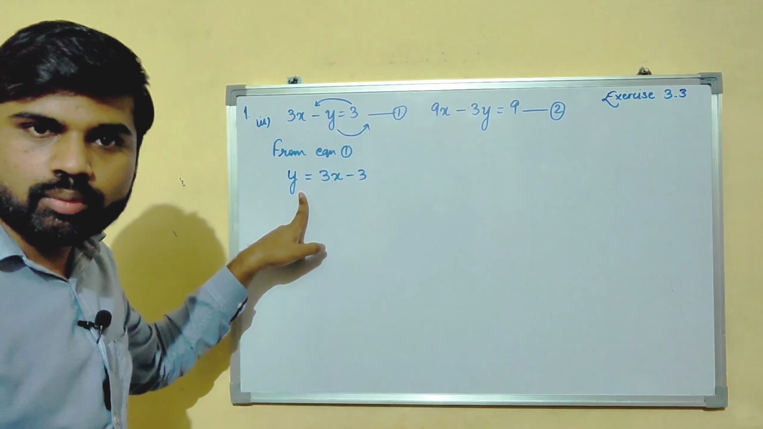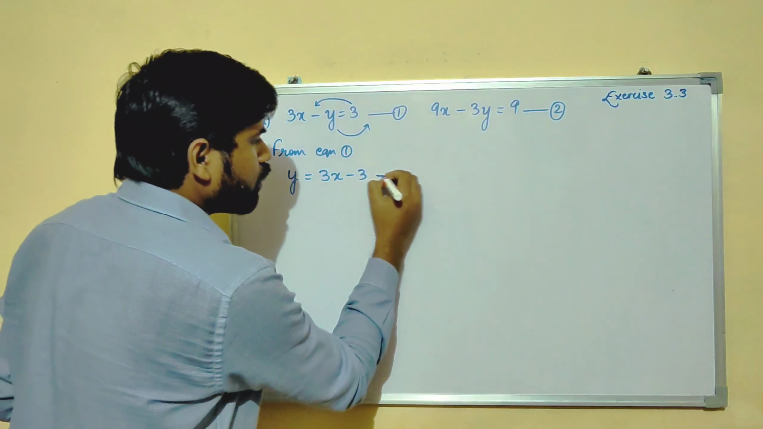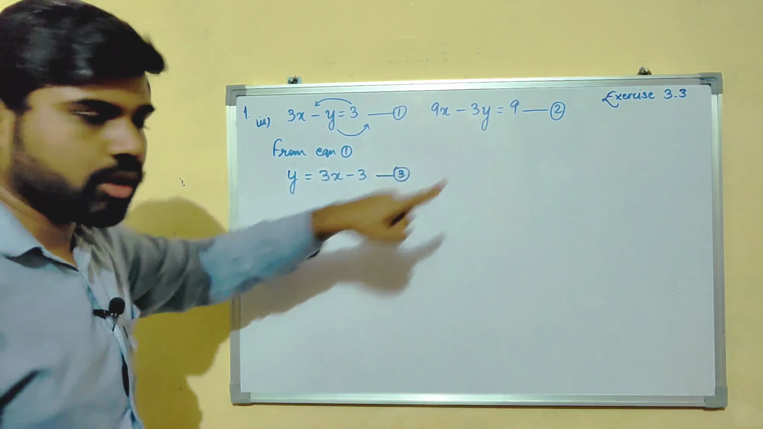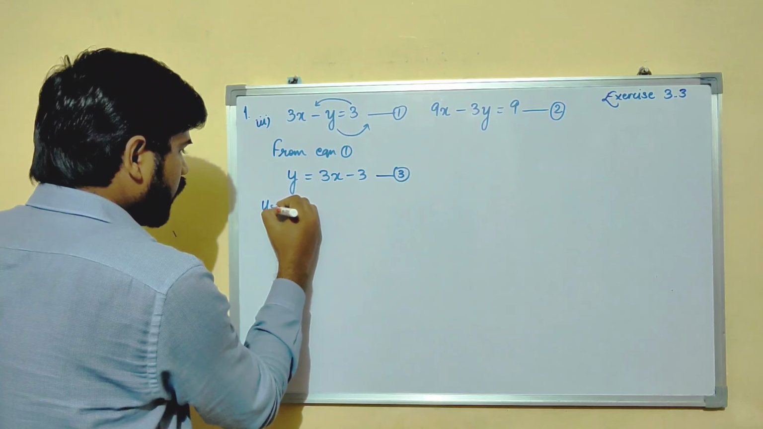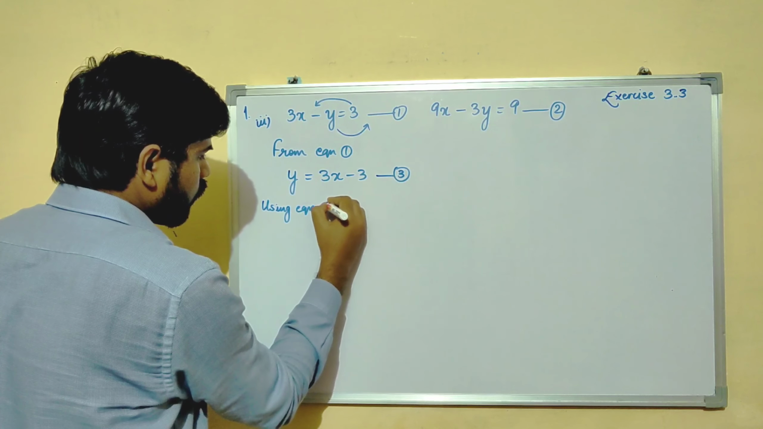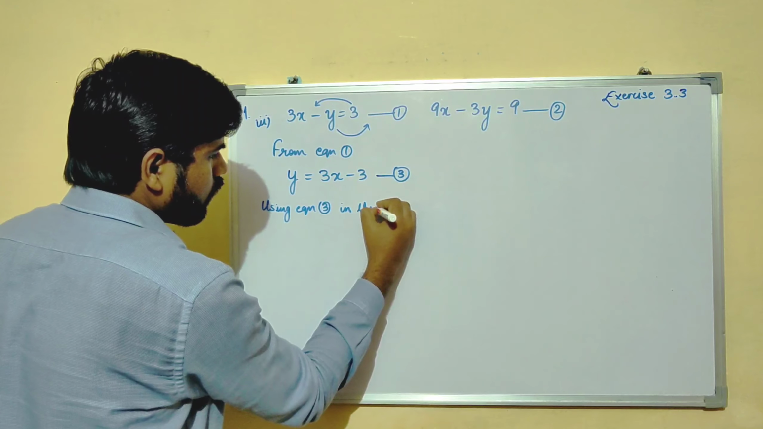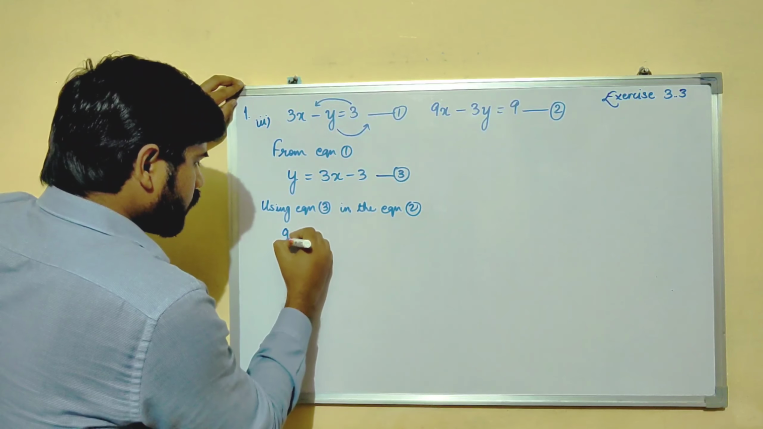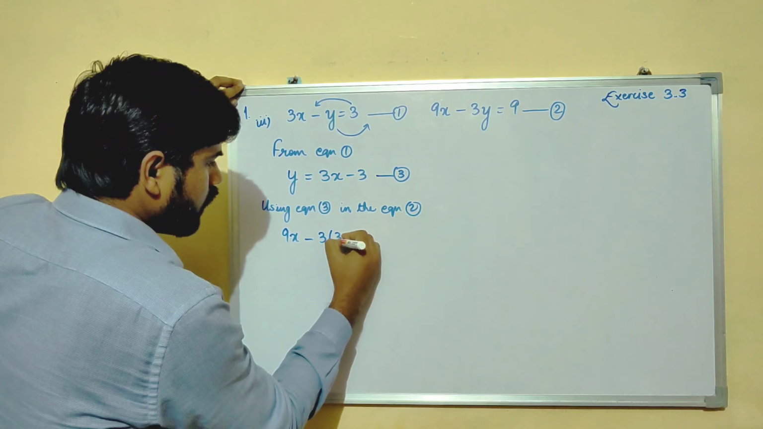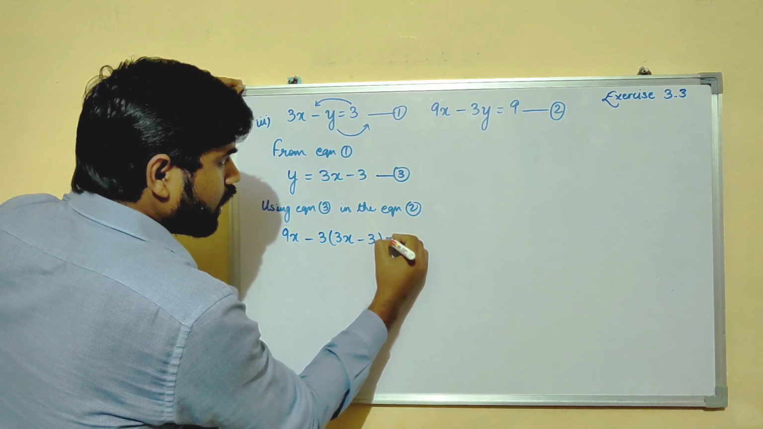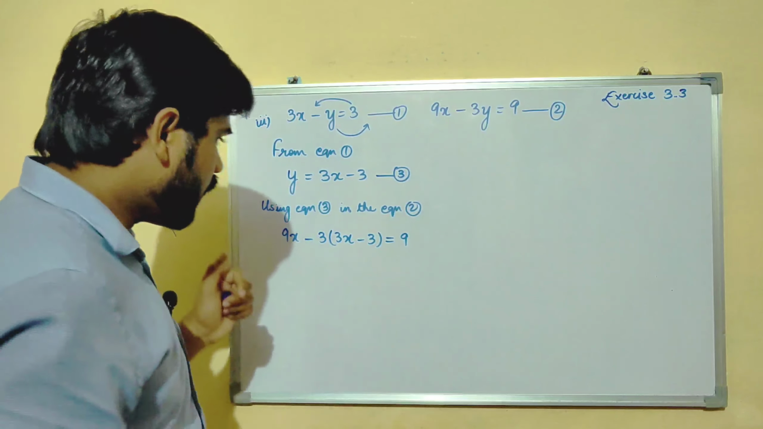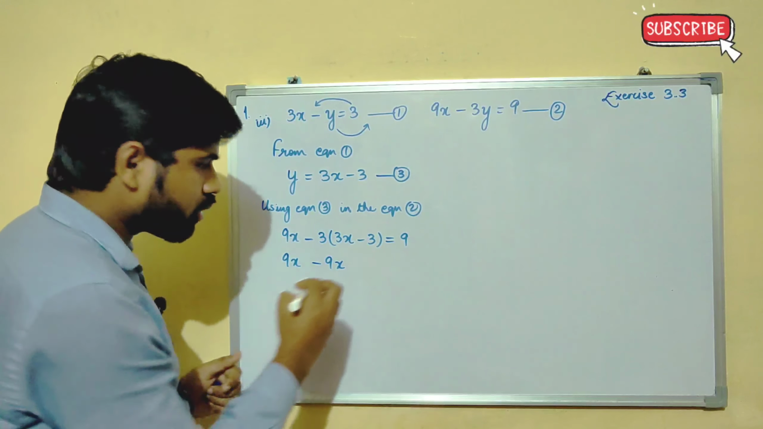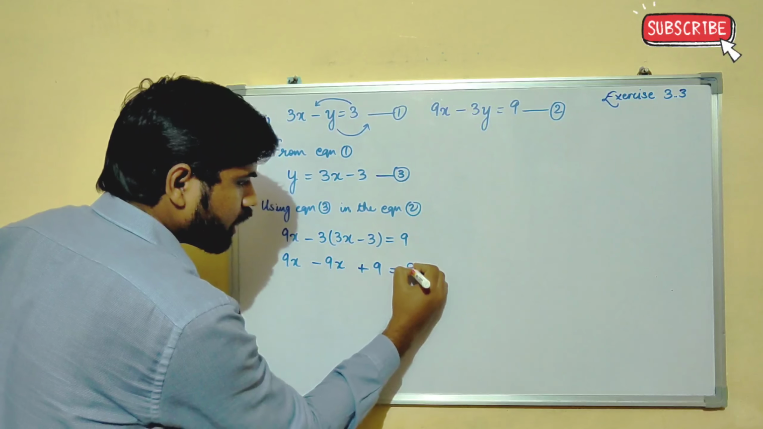So you will get y equals 3x minus 3. This will be your third equation. Then put the value of y in the second equation, using equation 3 in equation 2. So here, 9x minus 3 times the value of y, which is 3x minus 3, equals 9. Okay, let us solve. 9x minus 9x plus 9 equals 9.